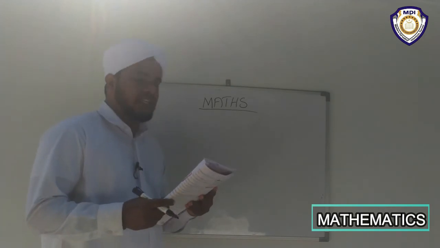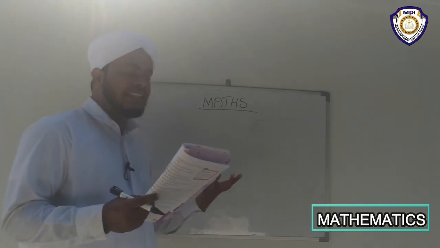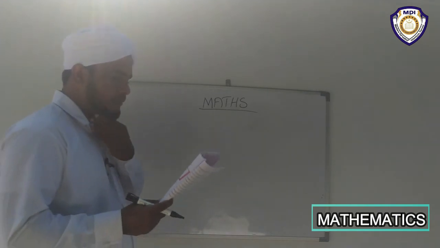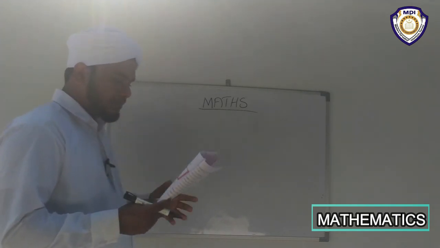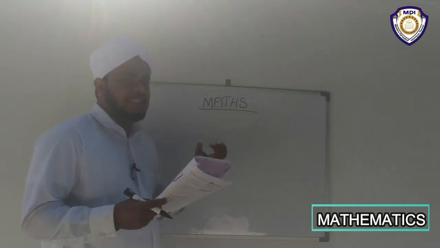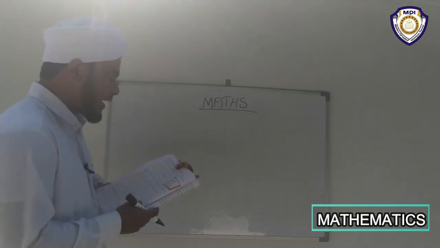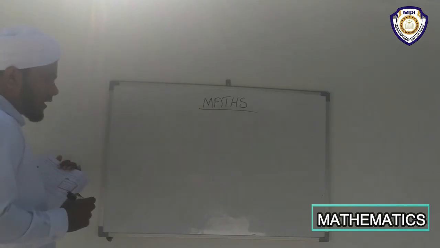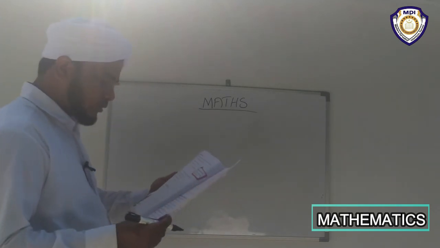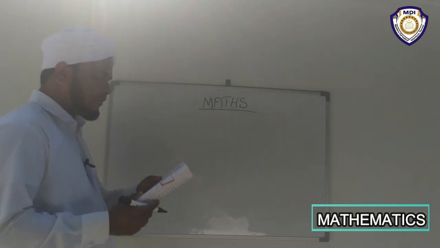Factorization method of finding HCF. There is a simple method to find the HCF, which is the factorization method. This is the very simple way to find out the HCF. There is an example. We can take the same example as we take here, 18 and 30, whatever it may be.